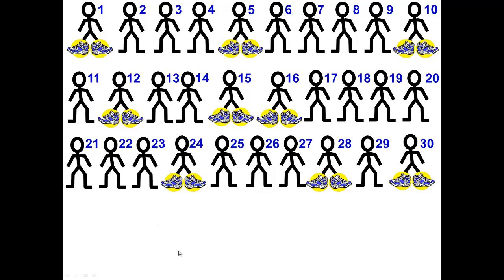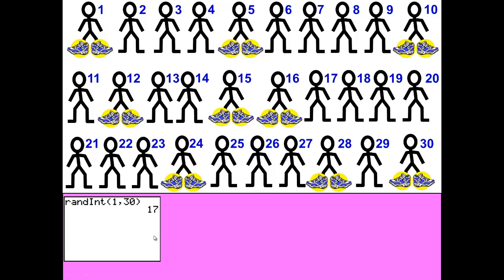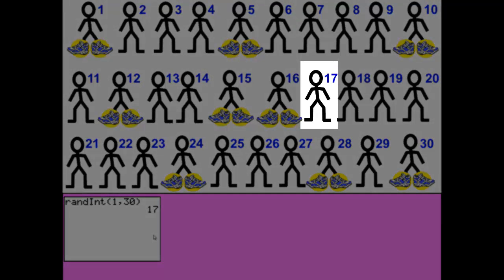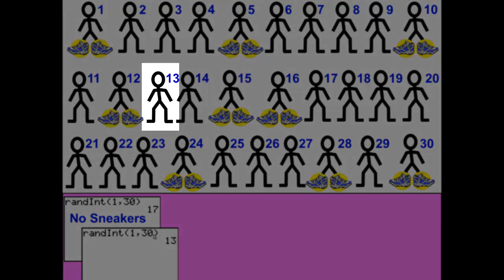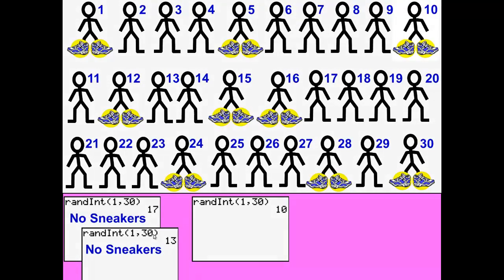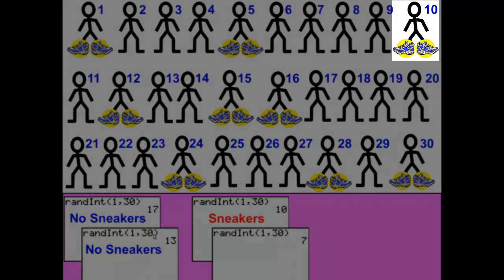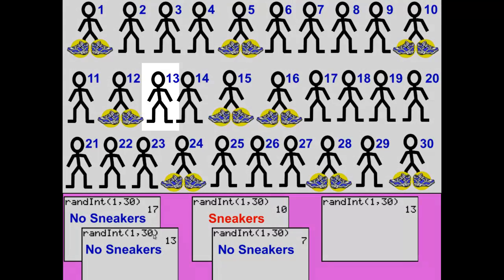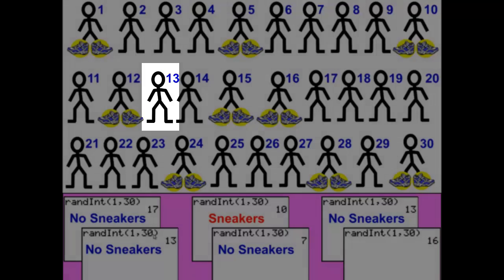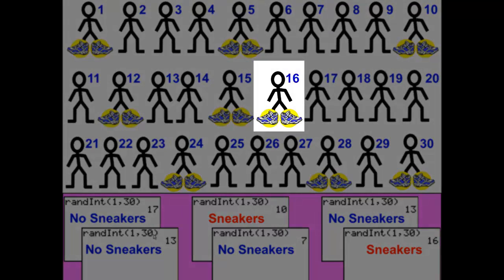Using our TI-84 calculator, we have generated a random number from 1 to 30, and that is student number 17. And student number 17 does not wear sneakers. We'll generate a second random integer. That is student number 13, and student 13 is not wearing sneakers. Student number 10 is wearing sneakers. Student number 7 is not wearing sneakers. Student number 13 is not wearing sneakers, and student number 16 is wearing sneakers.